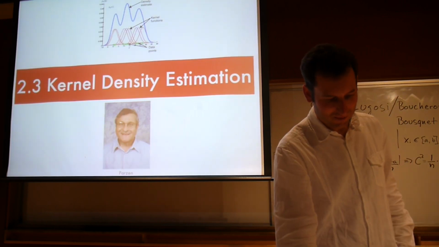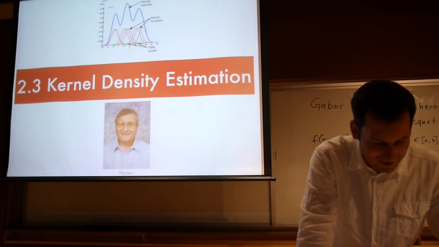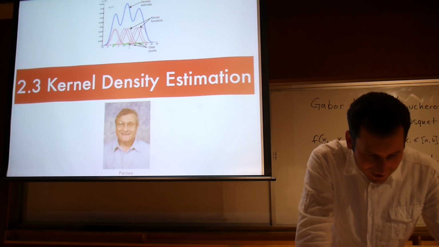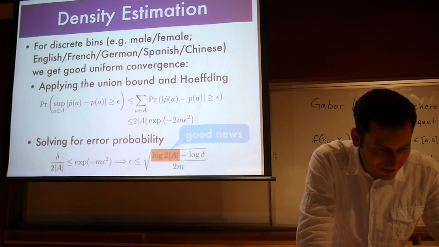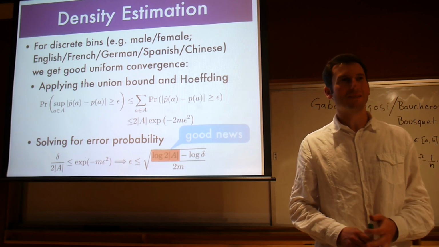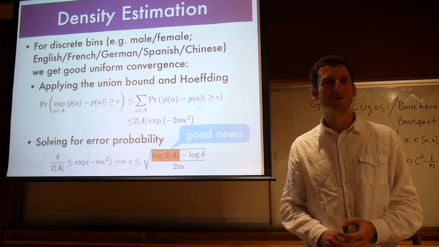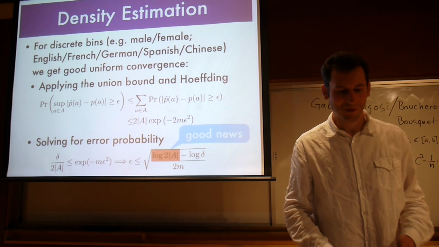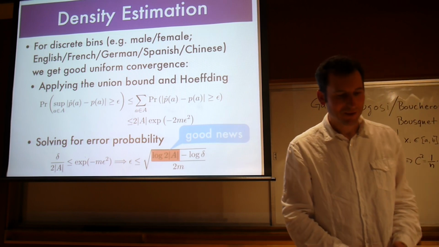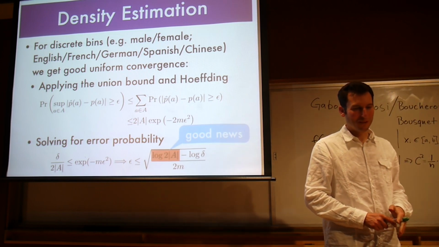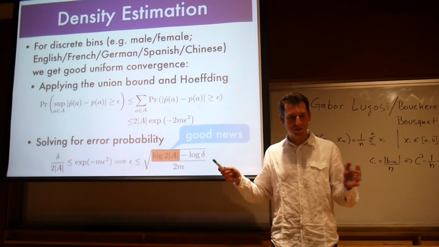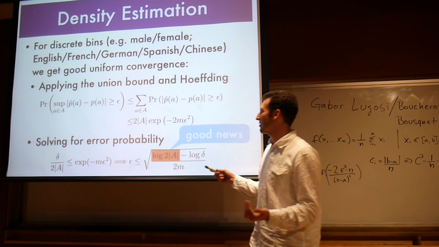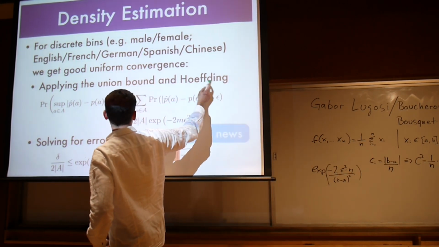Okay, kernel density estimation. So one of the key guys here is Emmanuel Parzen. And this is actually going to be fairly straightforward. So who has done kernel density estimation before? Okay, maybe about a third of the people. So let's start with something very simple here. We take discrete bins, so let's say male, female, English, and so on. And we can just apply the union bound and then Hoeffding.